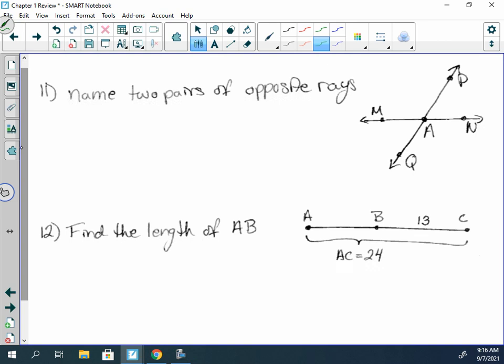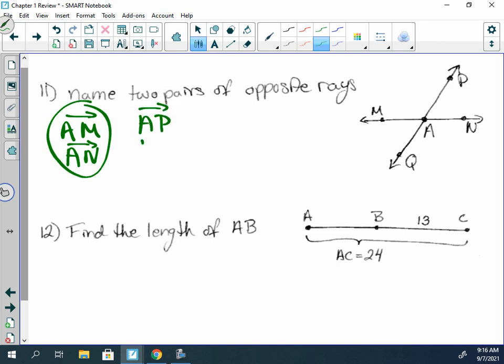Questions on 11 or 12? So name 2 pairs of opposite rays. Well, all the rays are going to start with point A. So we could say AM, and its opposite ray would be AN. Yeah, this would be a pair. AP and AQ.